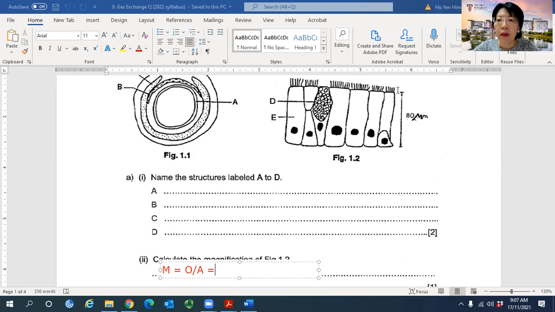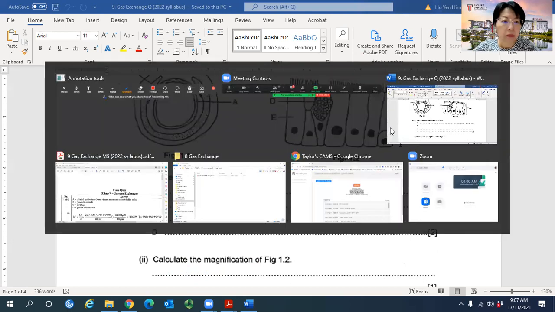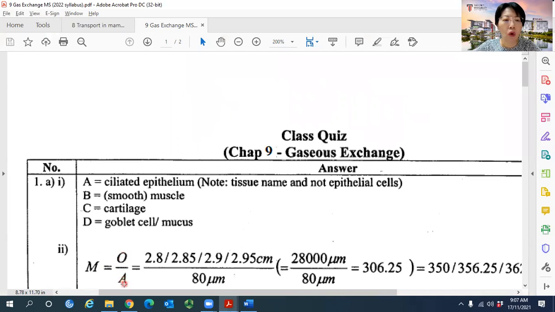So object here. Now you see there's a straight line being drawn here. So you need to put your ruler over here and measure the length of this line using a ruler, because this measurement given here is the A, the actual height of the cell. So it's 80 micrometer. So therefore you need to use your ruler to measure here. And you need to measure very accurately from this line to this line. So if you look at the mark scheme, M equals to O over A. A is given as 80 micrometer.